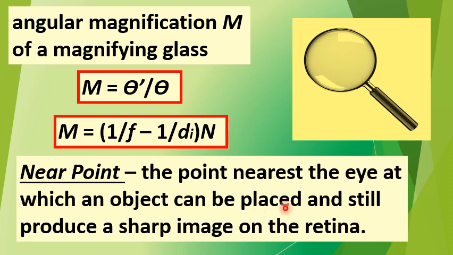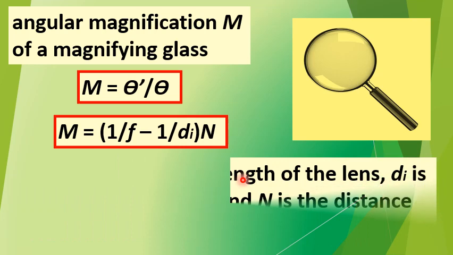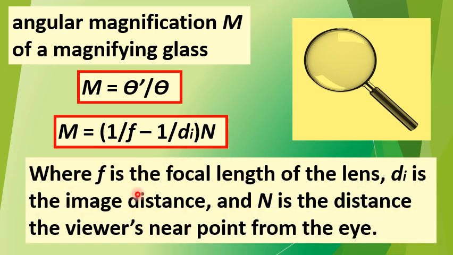And for a magnifying glass held close to the eye, the angular magnification, capital M, is equal to quantity 1 over f minus 1 over di multiplied by capital N, which is the near point. In this equation, small letter f is the focal length of the lens, di is the image distance, and of course, capital N is the distance of the viewer's near point from the eye.